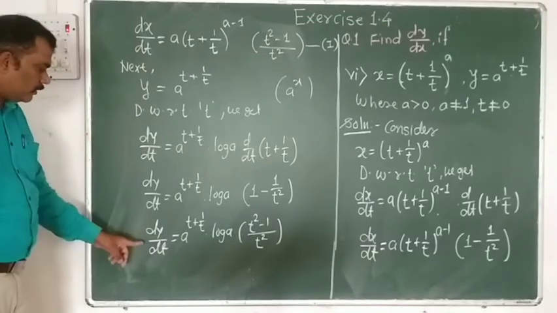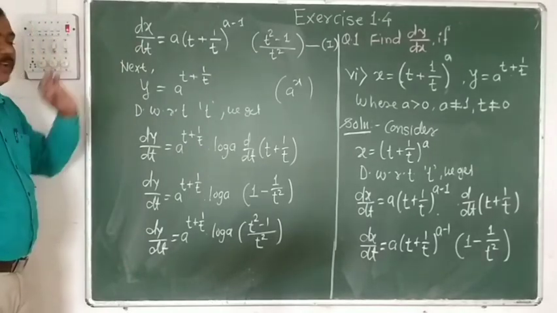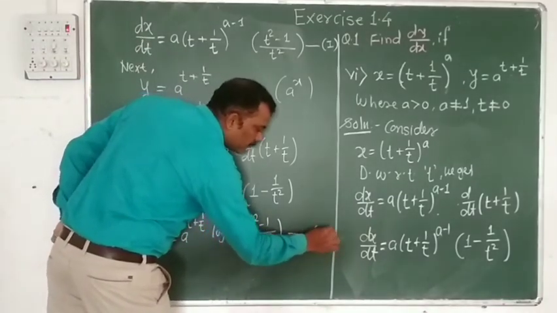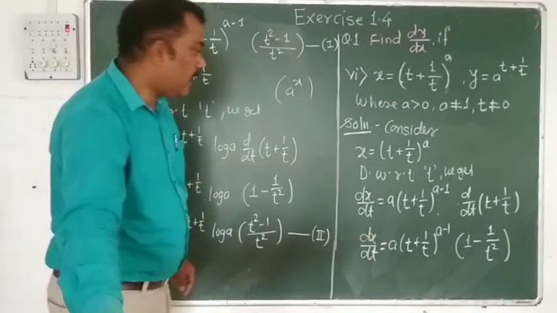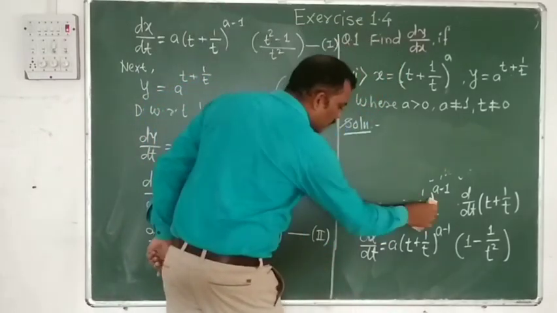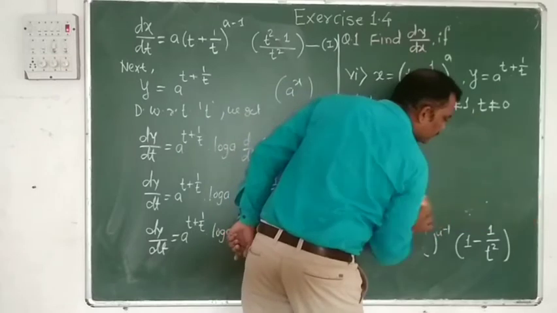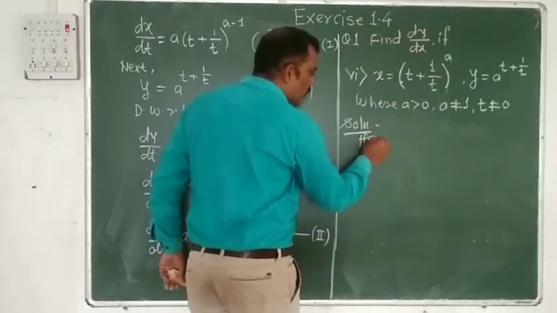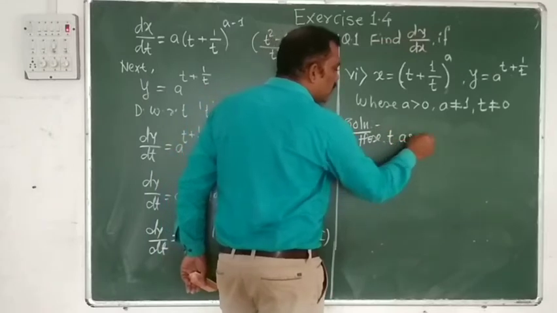Okay, so we have got the value of dy by dt. Also we have got the value of dx by dt. Suppose we treat this as second. Here t is a parameter.